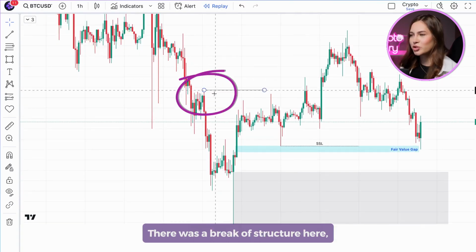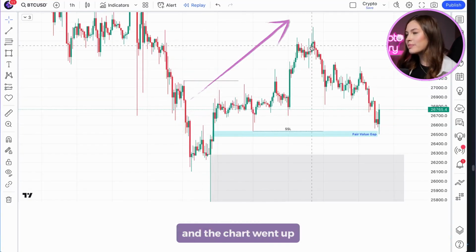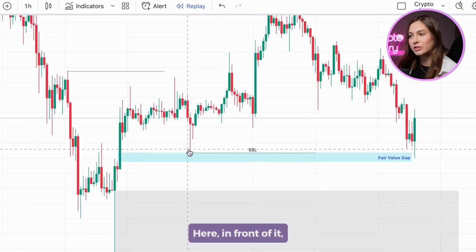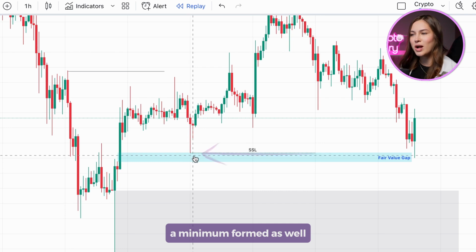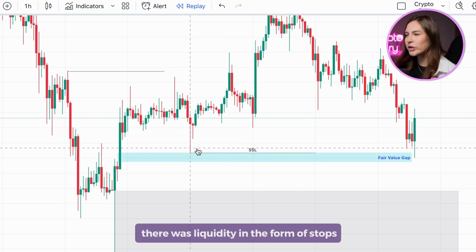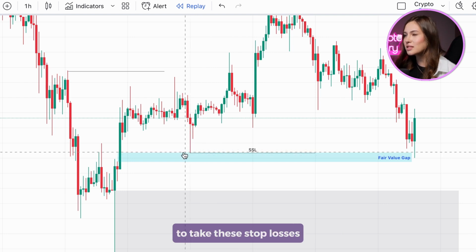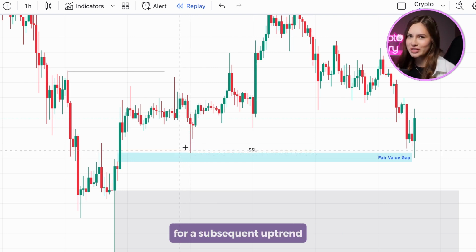There was a break of structure here, and the chart went up. It's during this growth when an imbalance formed. Here, in front of it, a minimum formed as well. Behind it, there was liquidity in the form of stops. In such situations, the market maker seeks to take these stop losses for a subsequent uptrend.